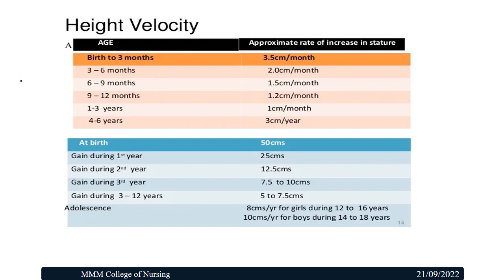From birth, gain during first year, 25 centimeters. Gain during second year, 12.5 centimeter. Gain during third year, 7.5 to 10 centimeters. Gain during 3 to 12 years, 5 to 7.5 centimeter. At adolescent age, 8 centimeter per year for girls during 12 to 16 years, 10 centimeters per year for boys during 14 to 18 years.